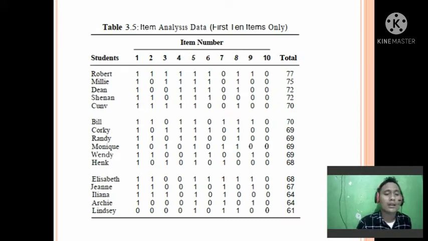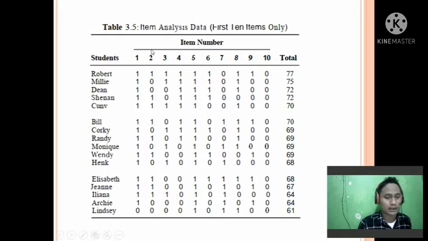This is the item data analysis. There are 16 students: Robert, Millie, Dean, Zenon, Kuhn, Bill, Surki, Randy, Elizabeth, Jenny, Elinia, Archie, Lindsay. There are 16 students and there are 10 items. On the first item, only Lindsay answered correctly. The others gave no answer or an incorrect answer.